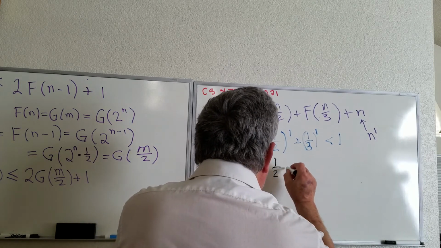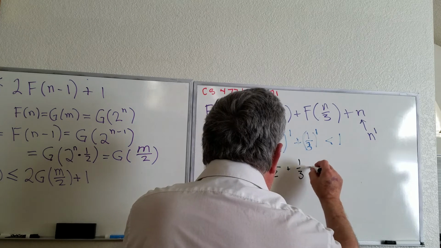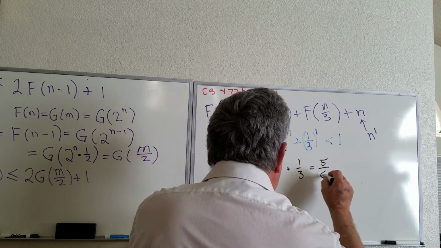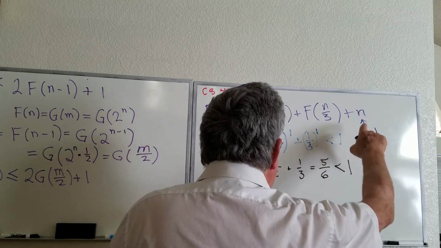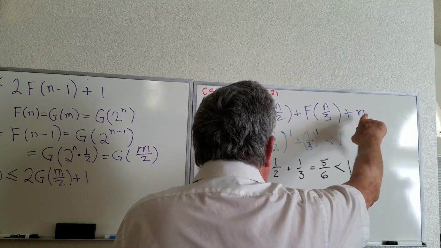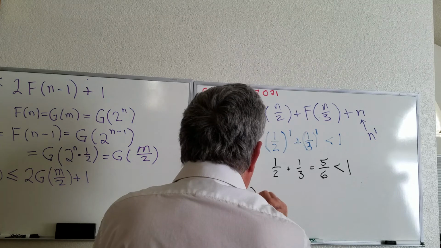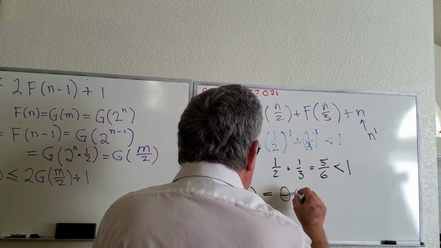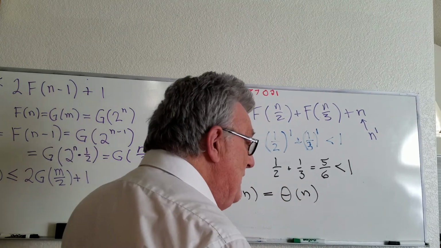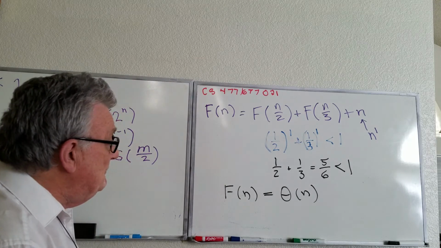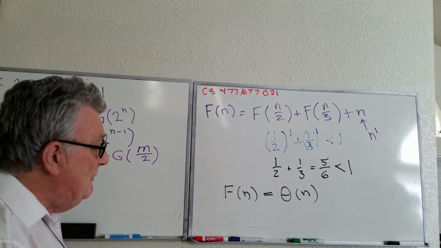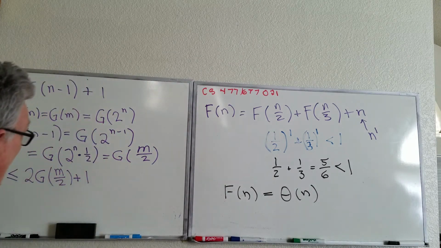1/2 plus 1/3 is equal to 5/6, which is less than 1, which means that we take this power and that's the answer. F of n is theta of n by the generalized master theorem. All right, let's go over to this one here.